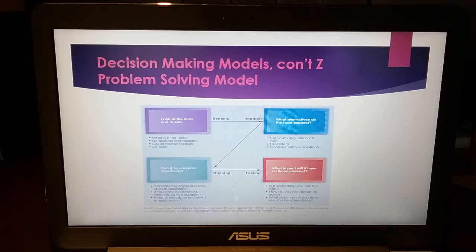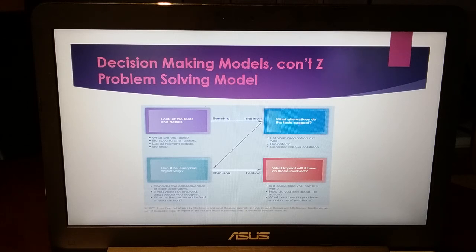So anyway, the idea of the Z model is that you look at all of these. You look at things in terms of the senses, the 5 senses. You also look at things in terms of what's going on, what's the context of it, what are some other issues that might play into it.